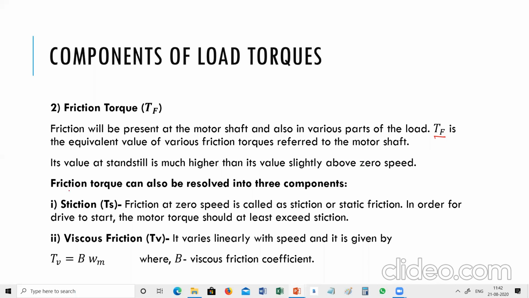Again, friction torque is resolved into three components. It is divided into three components. The first is the stiction, TS.